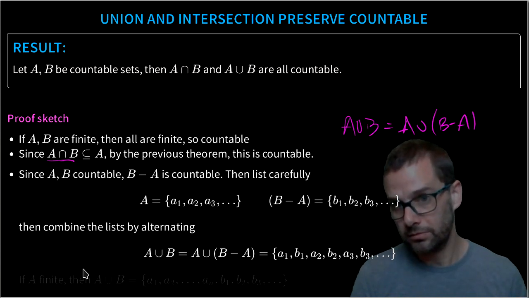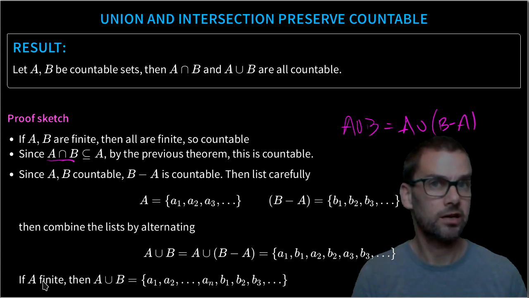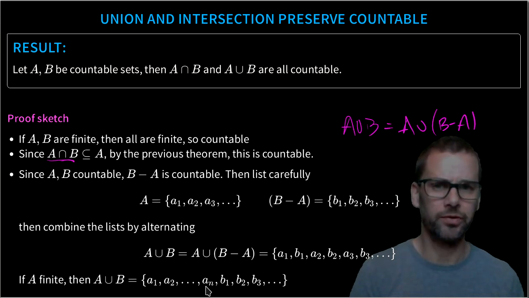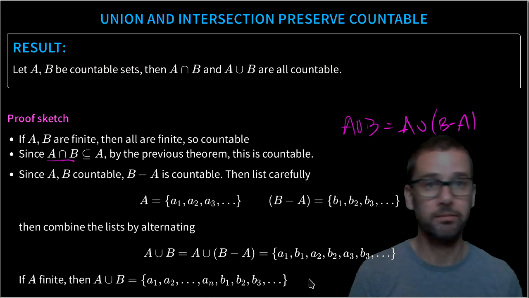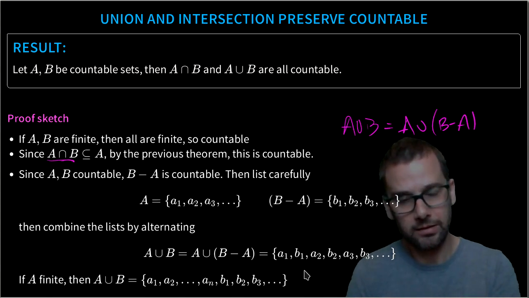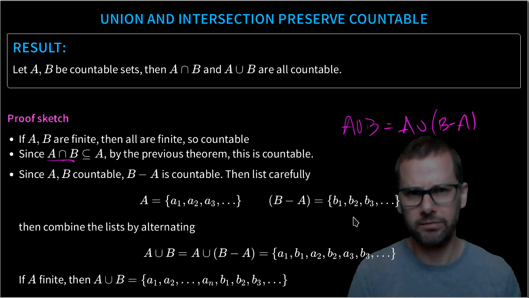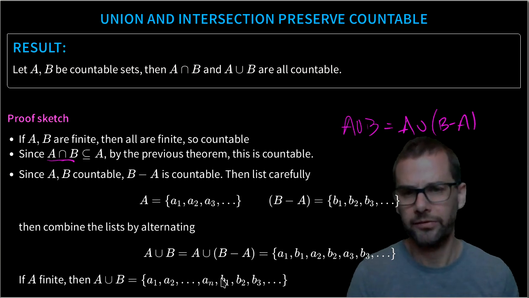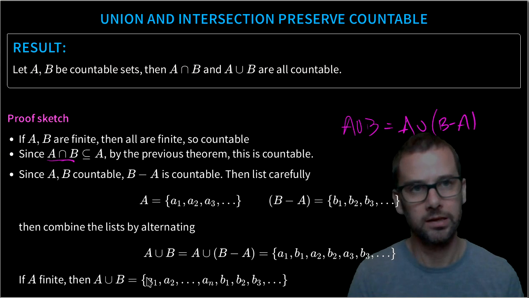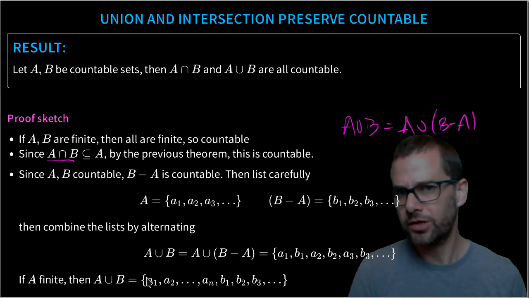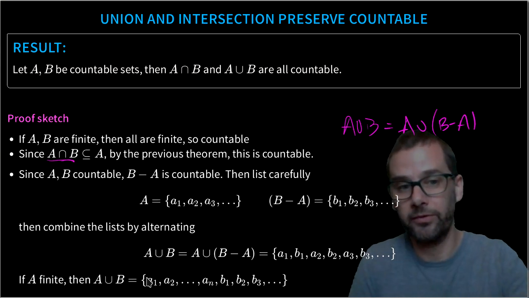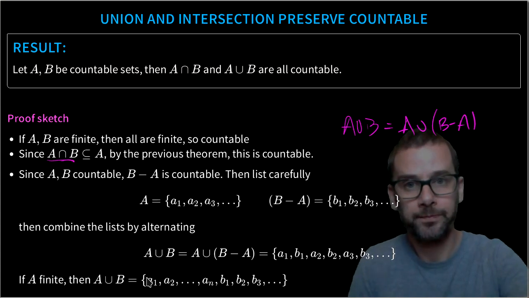Now, of course, if one of these sets is finite, say if A is finite, then I can just list all the things in A first and then all the things in B, and it'll still have that nice property that all the things in A appear in some finite position and all the things in B appear at some finite position. And by setting things up carefully, I can make sure I don't have any repeats in this list. Okay. So unions and intersections don't let us escape from being denumerable.